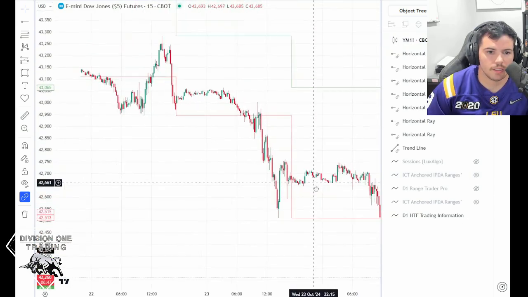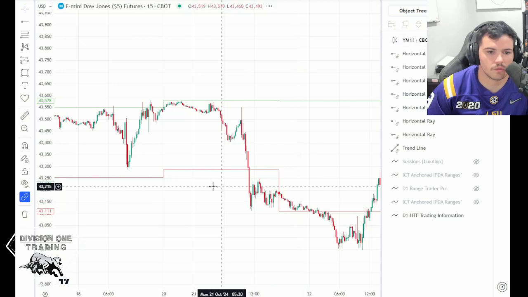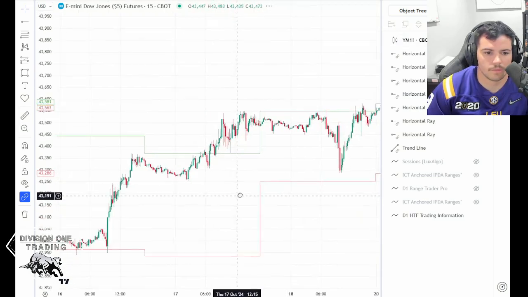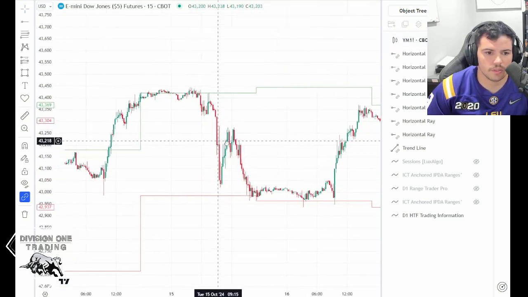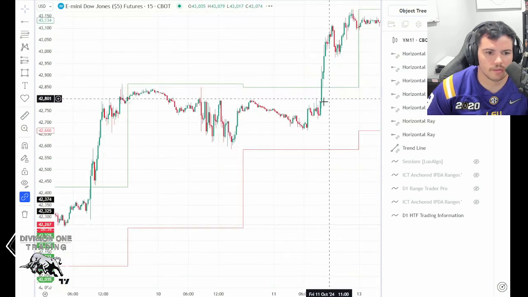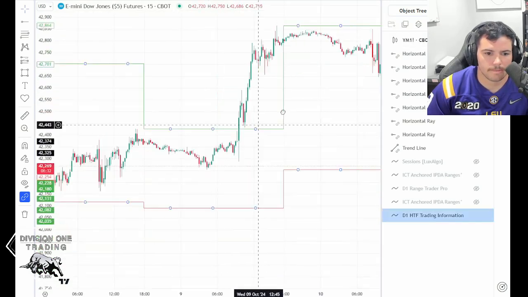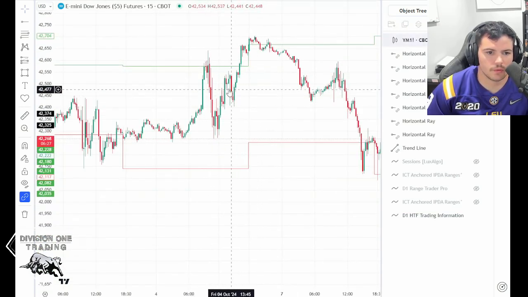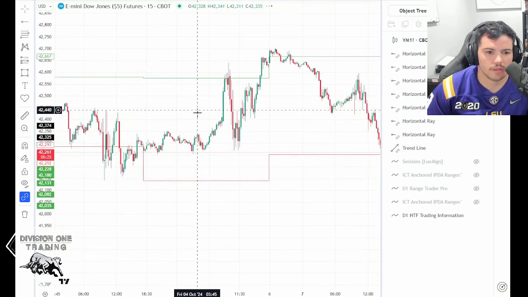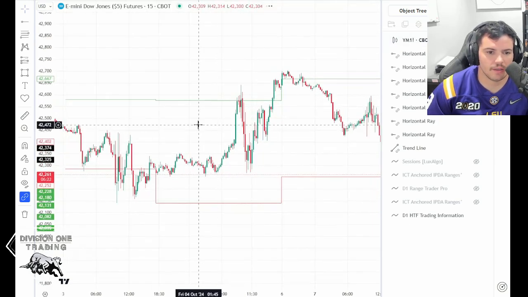Let's see, a classic day with a continuation. Yeah, I haven't been retracing that much as of late. This would be a classic setup number 1 right here. So you can see they break that previous daily high.